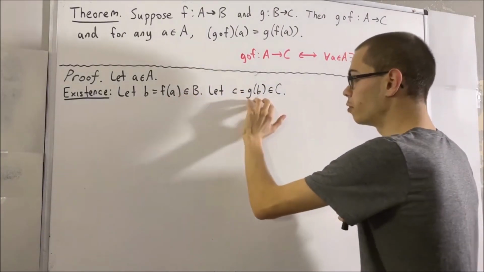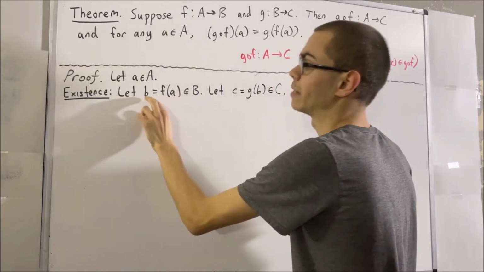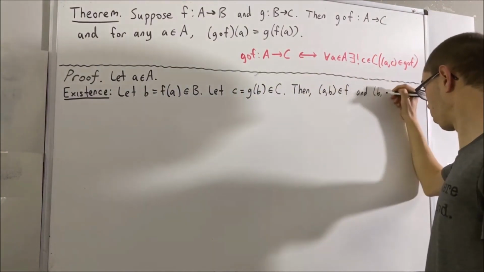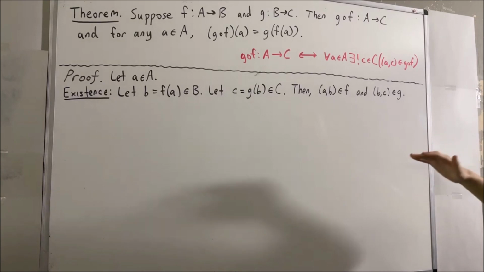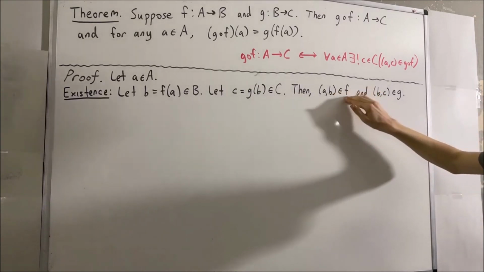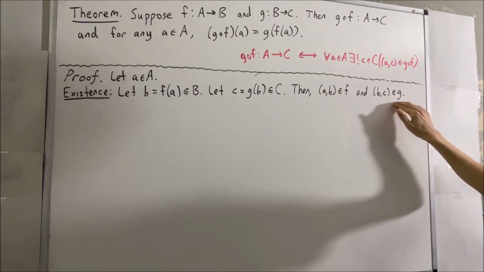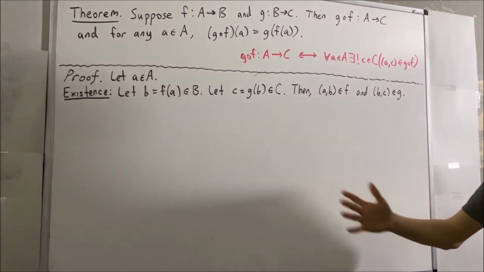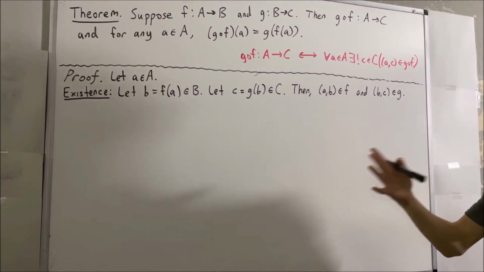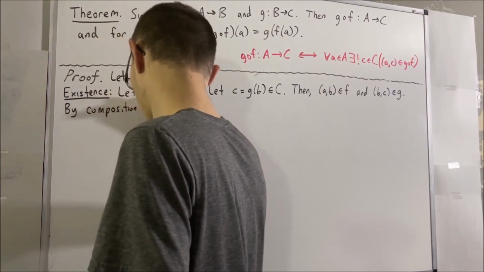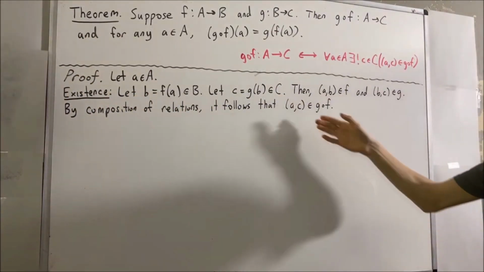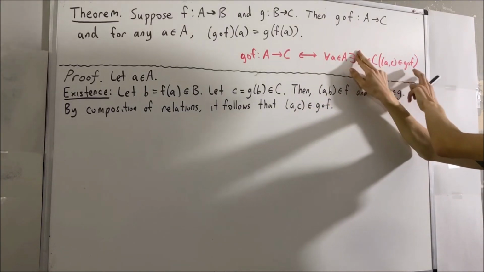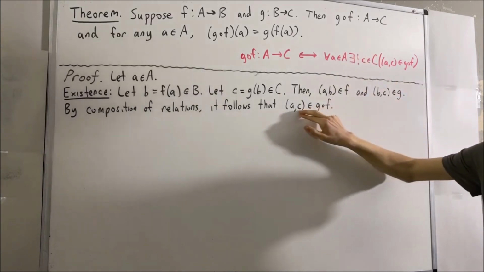So what these two things mean here is that (a, b) is an element of f, (b, c) is an element of g. Okay, so now it turns out that because (a, b) is an element of f and (b, c) is an element of g, it follows that (a, c) is an element of g compose f. This comes from the definition of composition of relations. And so this proves that there exists an element in C such that (a, c) is an element of g compose f. We have found one.